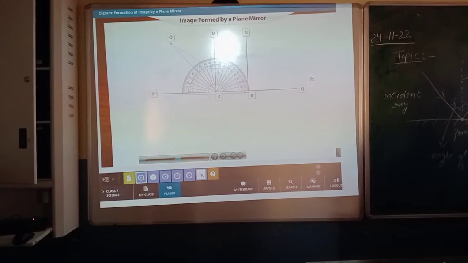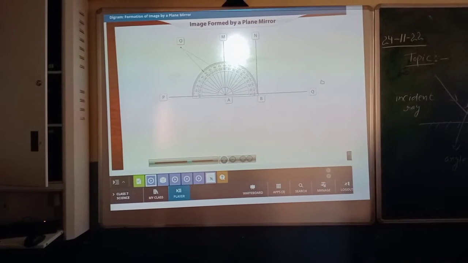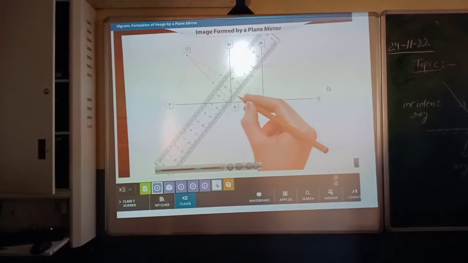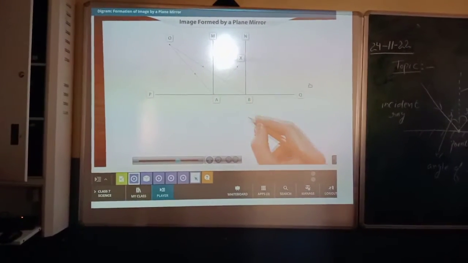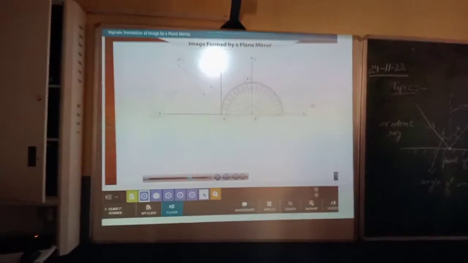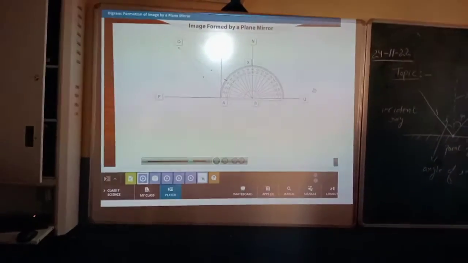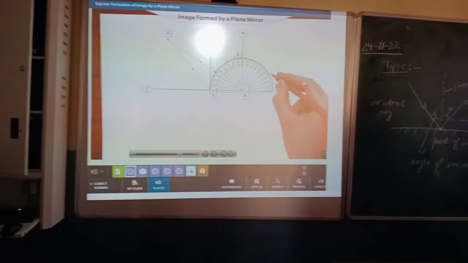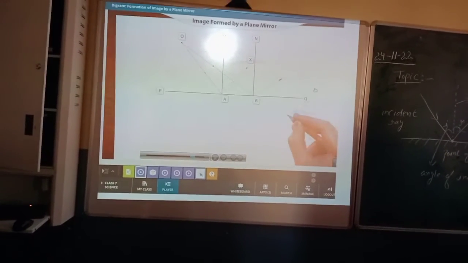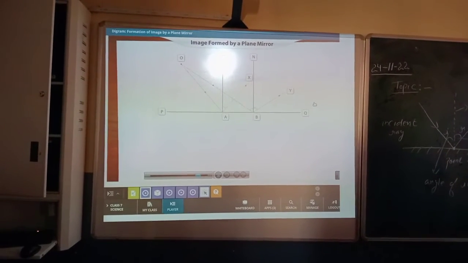Measure angle OAM using a protractor. Draw an angle MAX equal to angle OAM. Now, measure the angle OBN using a protractor. Draw an angle NBY equal to angle OBN.